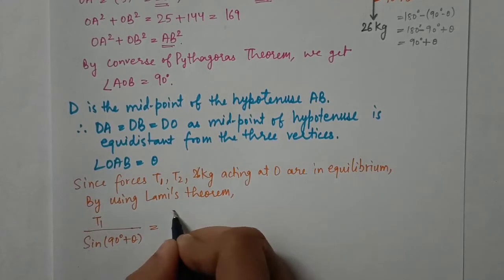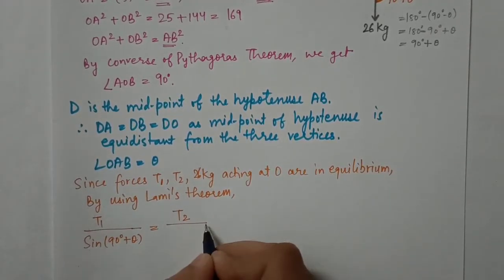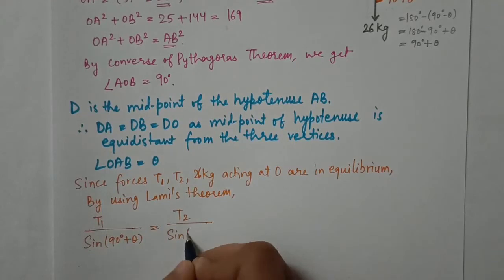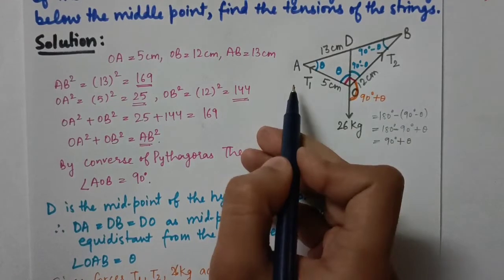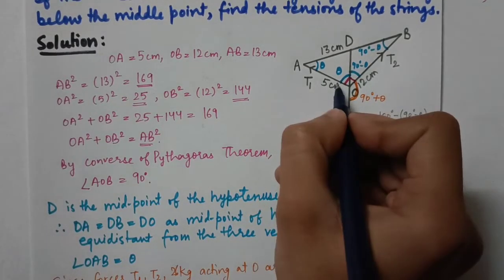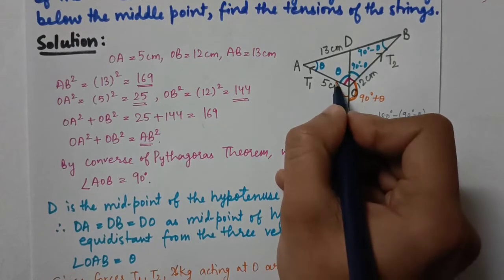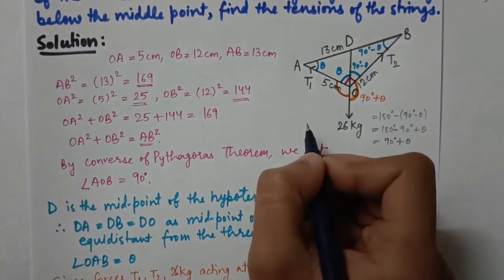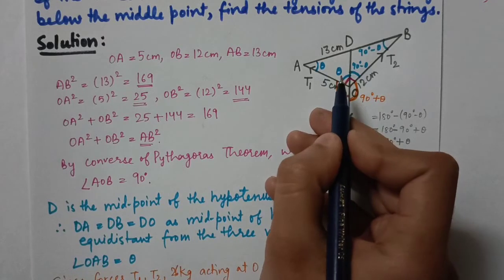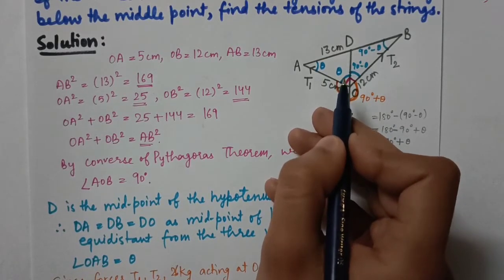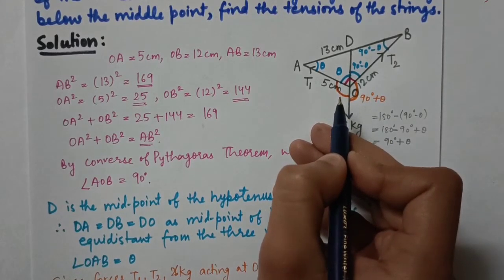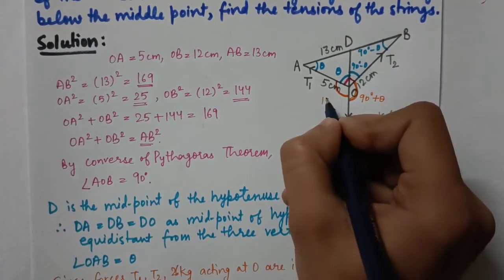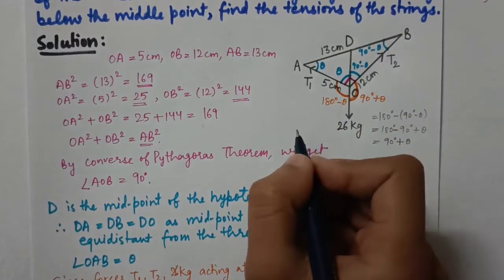Okay, so now this will be equal to T2. So now we are considering T2 and the sine of the angle we would have to find. So this is the T2, and what are the other two forces? T1 and 26 kg, and what is the angle between them? This angle. So now we would have to find the value of this angle. Since we know that this angle is theta, and the sum of this angle and this angle must be 180 degree due to the linear sum property, definitely what would be the value of this angle? 180 degree minus theta.